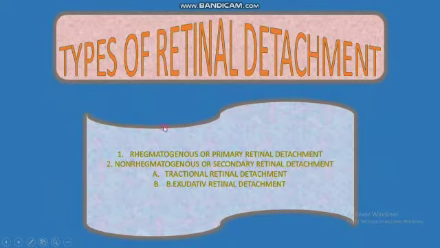Types of retinal detachment: first is the rhegmatogenous or primary retinal detachment, second is non-rhegmatogenous or secondary retinal detachment, which is divided into two main subtypes. First is tractional retinal detachment, other is exudative retinal detachment.